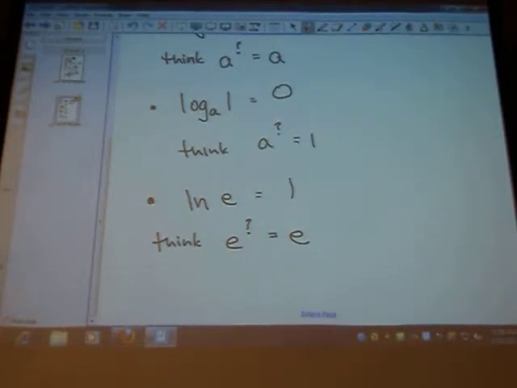So if you had ln of 1, it would be equal to 0, because e to what power equals 1 would be 0. Okay.